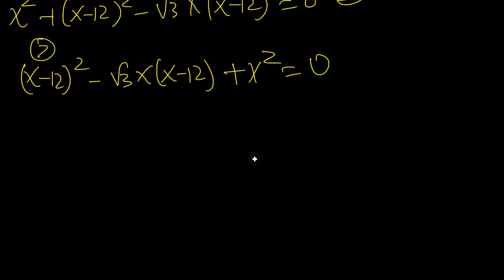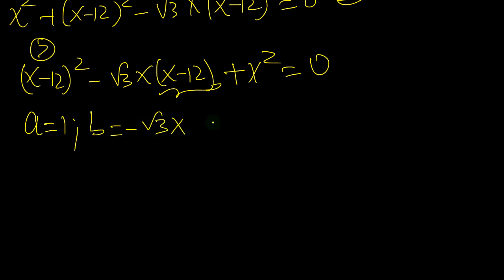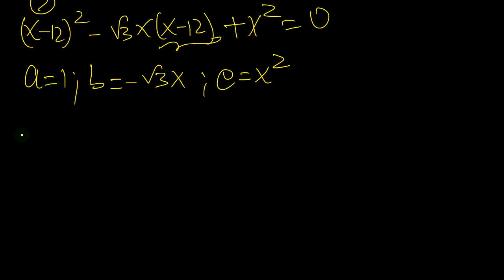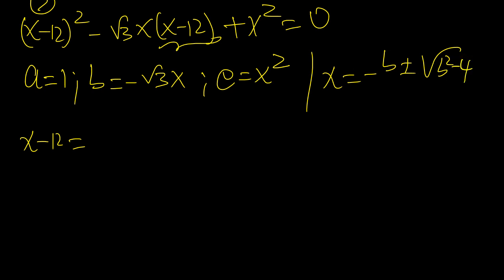So let's solve this, guys. I'm gonna solve this in terms of x minus 12. So a here is equal to 1, b is equal to negative square root of 3 times x, and c is equal to x squared. So from here I'm gonna have that x minus 12 is equal to, remember that we would say x equals negative b plus or minus square root of b squared minus 4ac, divided by 2a.